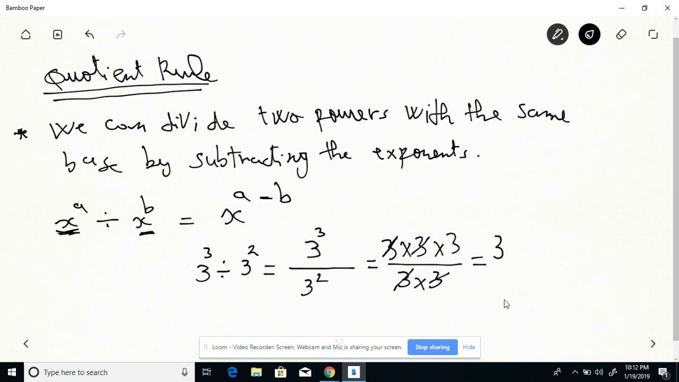So as I said before, we can divide two powers with the same base by subtracting the exponents. We have here 3, which is the base, and we subtract the two exponents: 3 to 3 minus 2. 3 minus 2 is 1, 3 to 1, which equals 3. Got it?